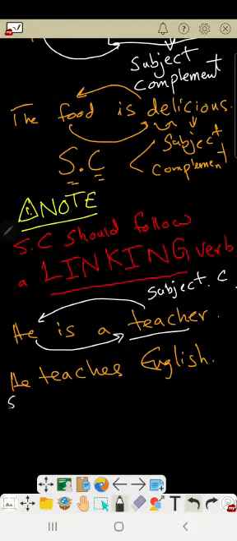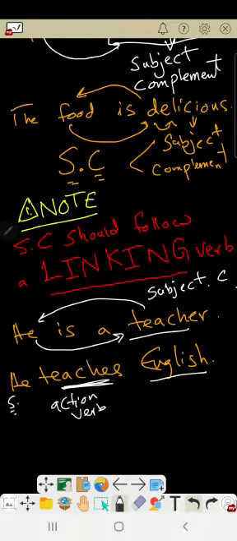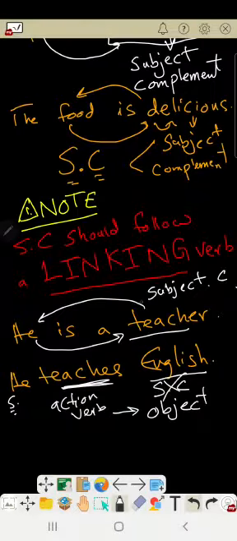What about this? We have the same subject, he teaches English. But here the verb is different. Here we have an action verb. So he teaches what? English. If you ask yourself, is English he? He is English? No. So this is not subject complement. This is object. So object should follow an action verb, while subject complement should follow a linking verb.